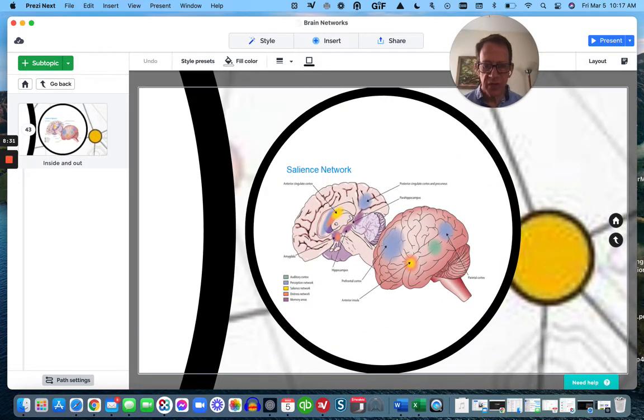Here's another view of the salience network, where you can see the anterior insula in yellow here, and the cingulate cortex right above that here. And we've talked about what that's important for. But it definitely connects the limbic system with the beginning portion of the frontal lobes and cortex to put a value on things and prioritize them.